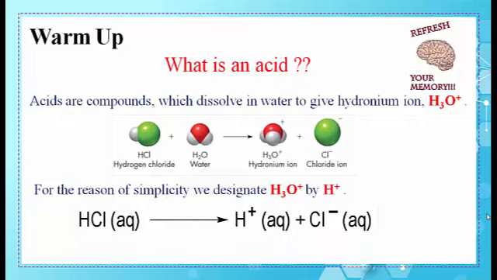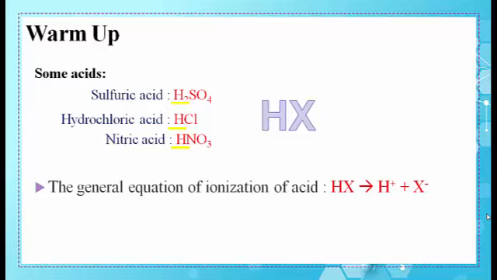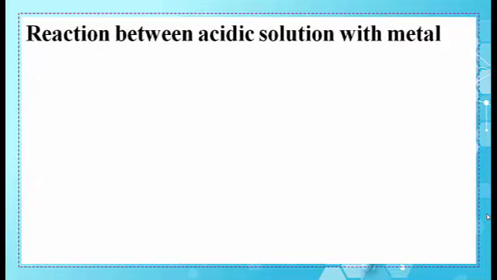For example, we can write HCl dissociates in water to give H+ and Cl-. Examples of some acids are sulfuric acid H2SO4, hydrochloric acid HCl, and nitric acid HNO3. What is common between all these acids? All these acids contain hydrogen. Then we can designate acids by HX. The general equation of ionization of an acid is HX dissociates in water to give H+ and X-.